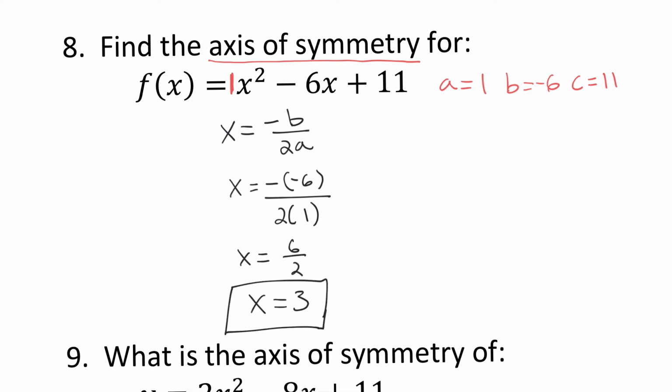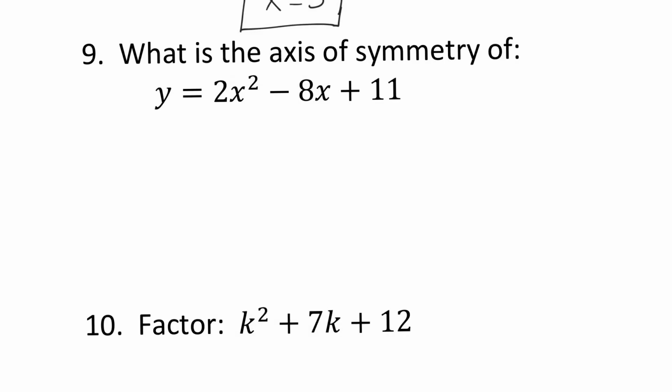You found the axis of symmetry. It is at x equals 3. And again, this is the same thing as the x from the vertex, because the axis of symmetry will cross the vertex in every single parabola. But we found the equation x equals 3 for the axis of symmetry.